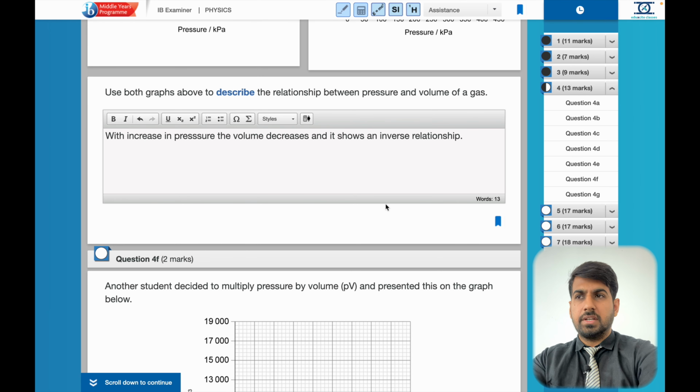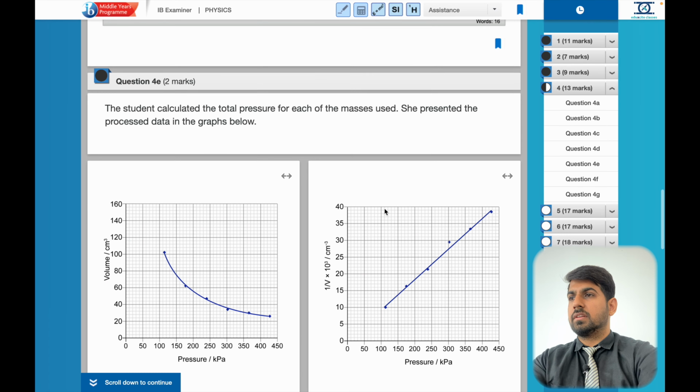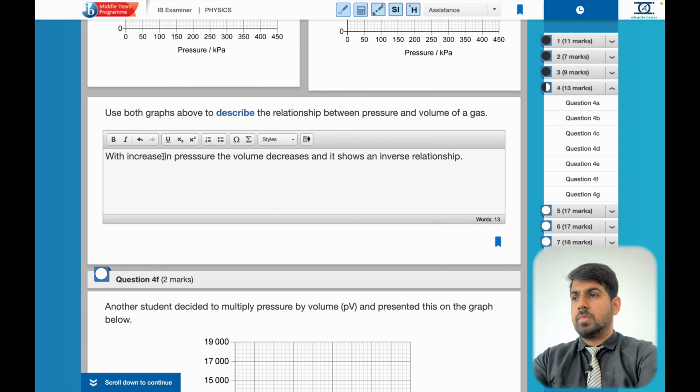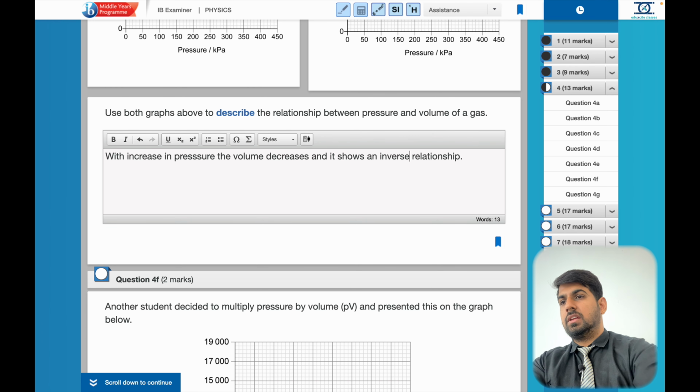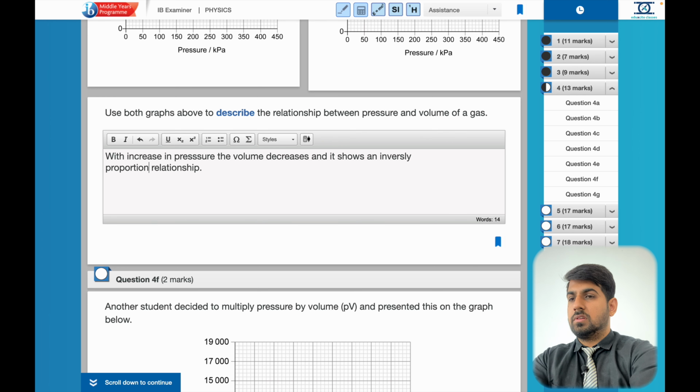No need to take the data because it is just for, I think, a 2 mark question. So 1 mark is: with increase in pressure the volume decreases and it shows an inverse relationship, okay, or inversely proportional, not inverse, inversely proportional relationship. If you have any doubt, just let me know.